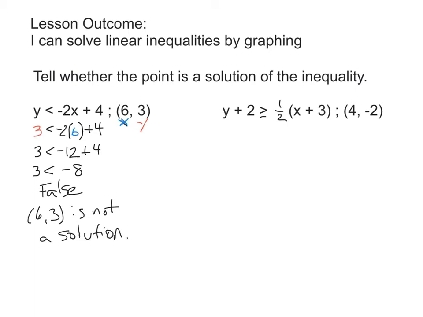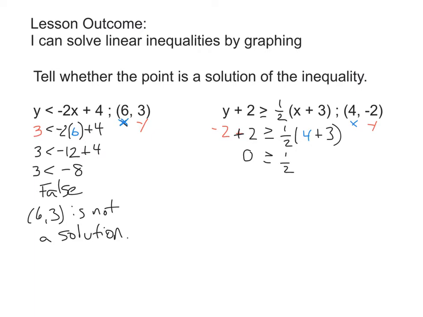Let's try one more. Let's put (4, -2) into this inequality and see if it is true or false. So we'll start with putting in -2 for y. So -2 plus 2 is greater than or equal to 1/2, and our x value is 4 plus 3. All right, we're going to simplify. -2 plus 2, this is 0. That's okay, 0 is a number. Is greater than or equal to 1/2.